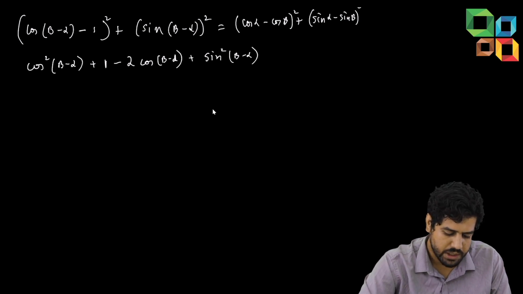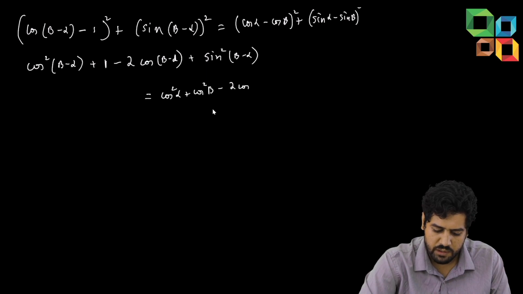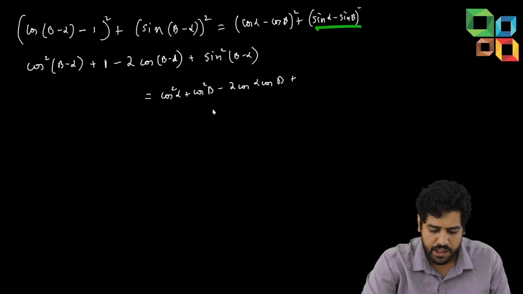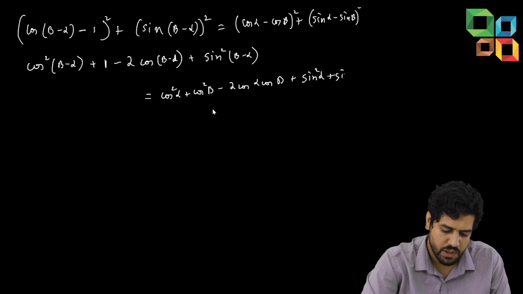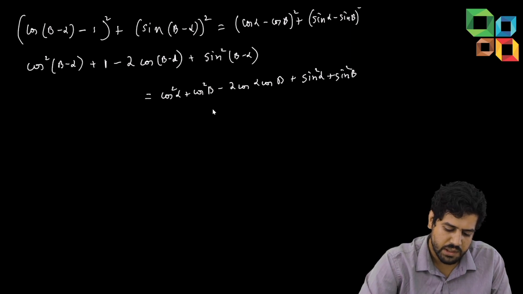Okay, what about the RHS? RHS will be (cos alpha − cos beta) whole square, which is cos square alpha plus cos square beta minus 2 cos alpha cos beta, plus again (sin alpha − sin beta) whole square, which is sin square alpha plus sin square beta minus 2 sin alpha sin beta.